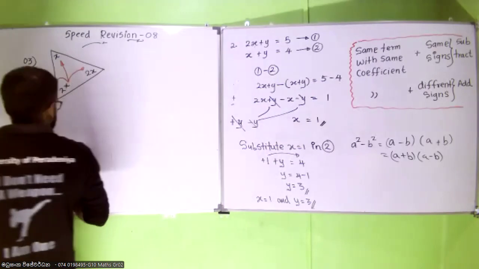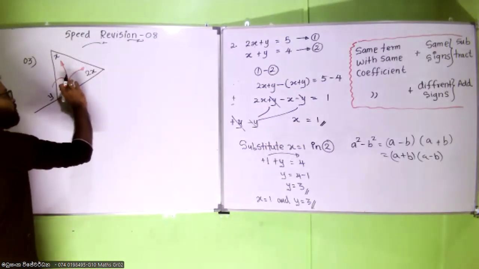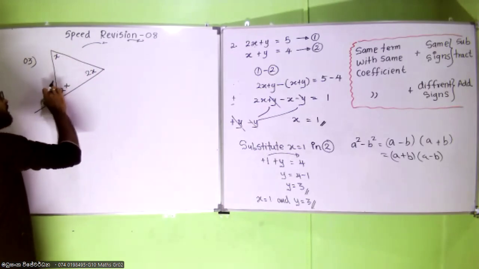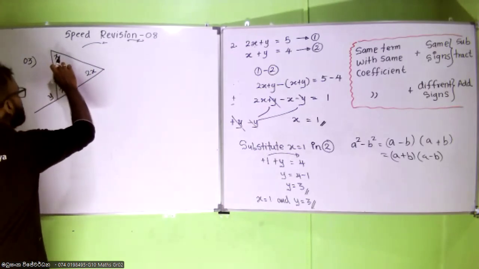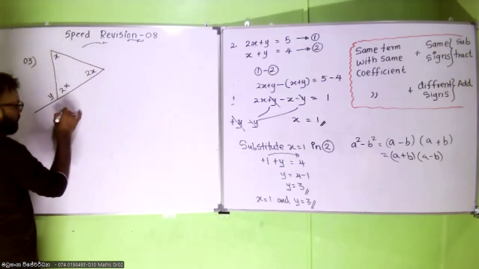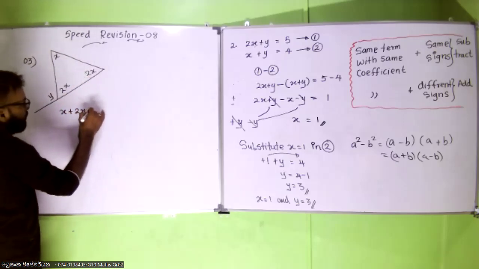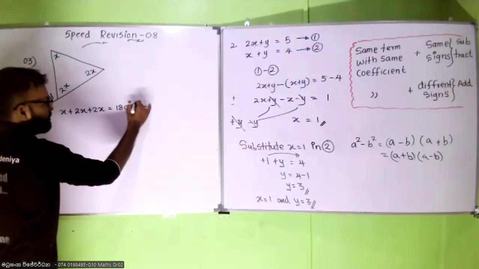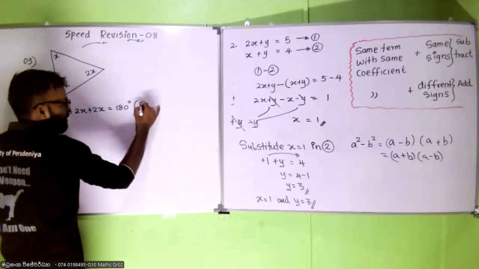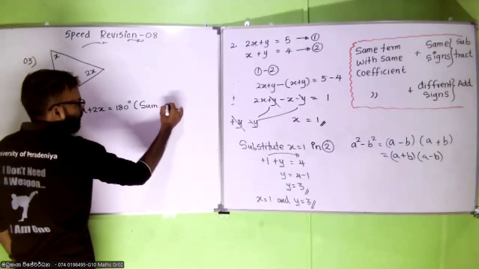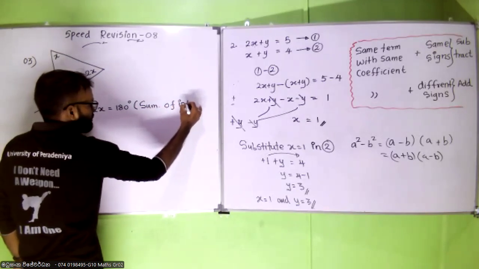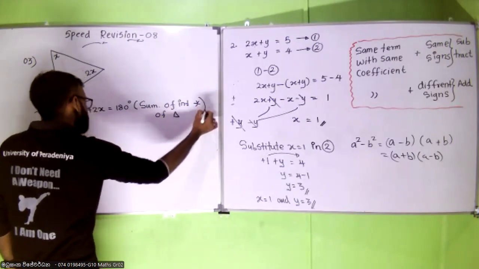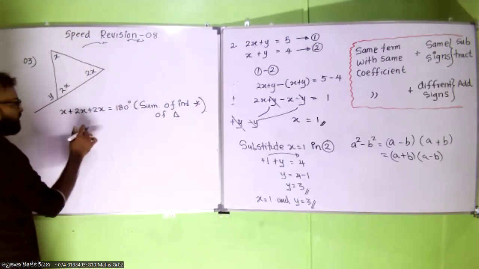Right. Okay. First of all, I will do what I know. What are the things that I know? Here, x plus 2x plus 2x equals 180 degrees. What is the reason? The summation of interior angles of a triangle. By using this, you can find the value of x.